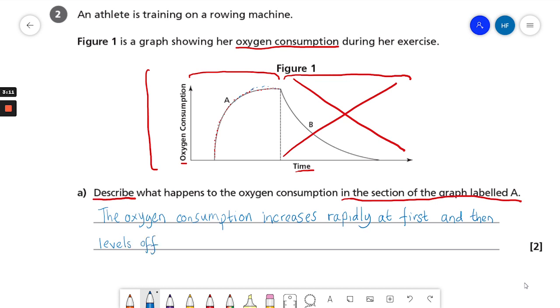There'll be 1 mark for saying the oxygen consumption increases rapidly at first, which I've got there, and the second mark will be for saying that then levels off. So second mark there.